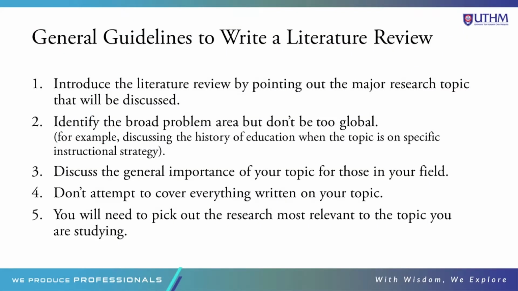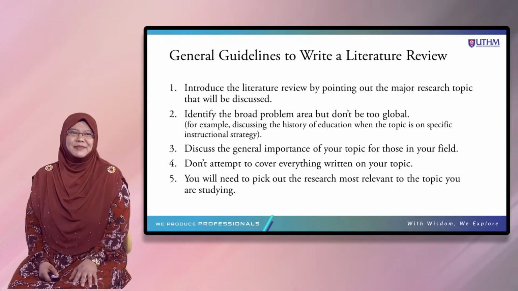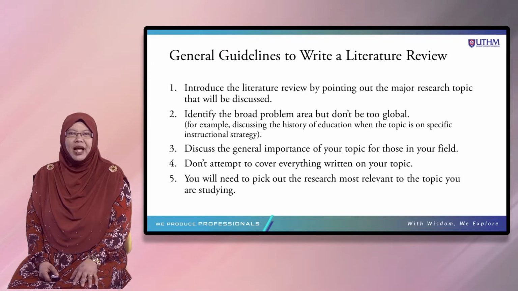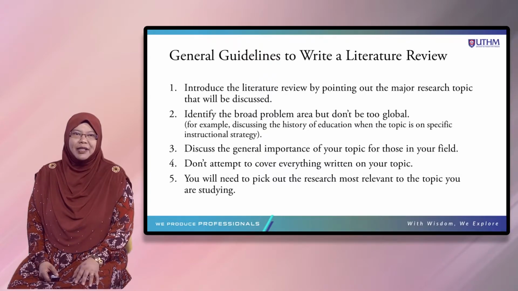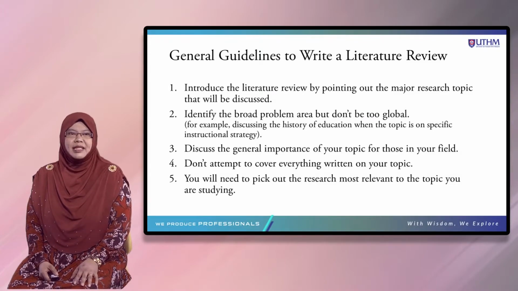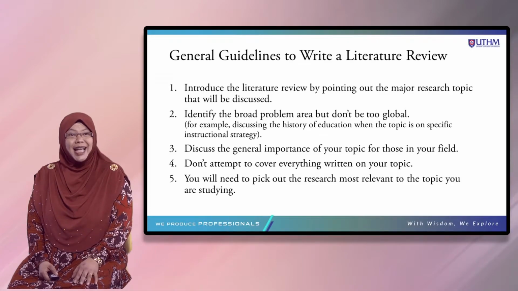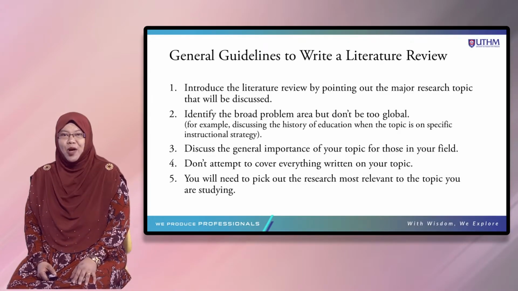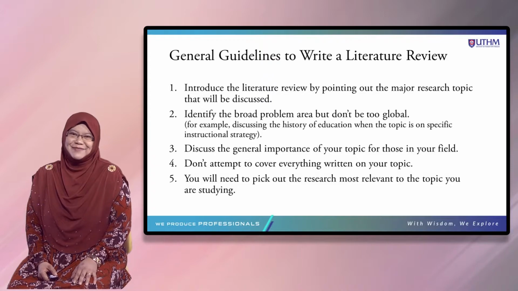Now, I will explain general guidelines to write a literature review. Number 1. Introduce the literature review by pointing out the major research topic that will be discussed. Number 2. Identify the broad problem area, but don't be too global. For example, discussing the history of education when the topic is on specific instructional strategy. Number 3. Discuss the general importance of your topic for those in your field.